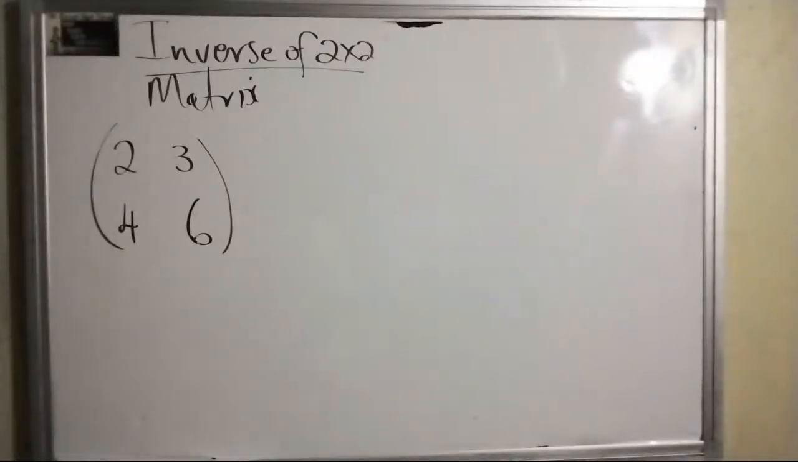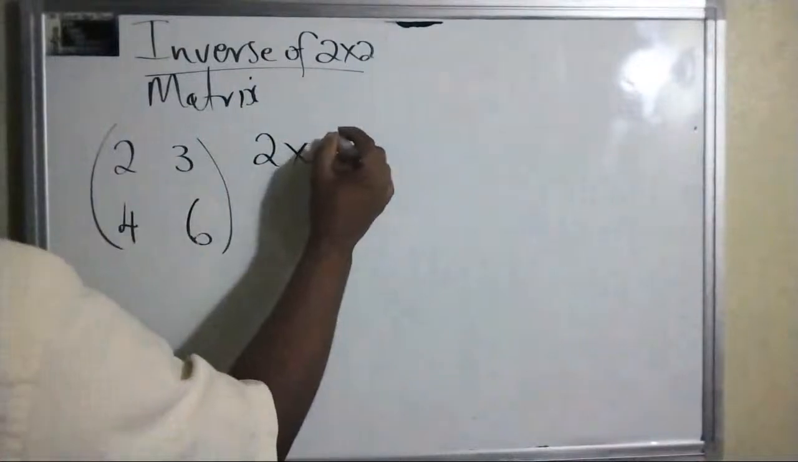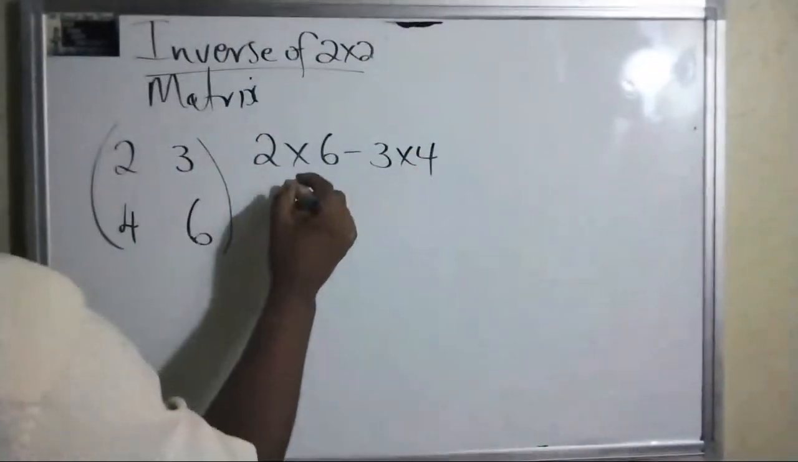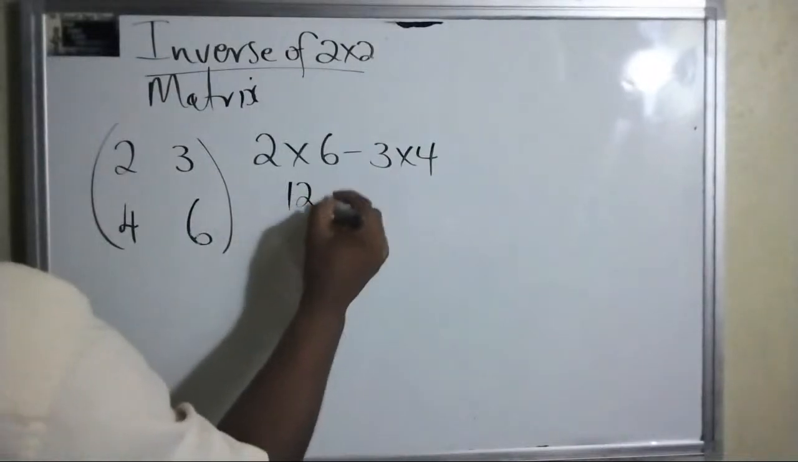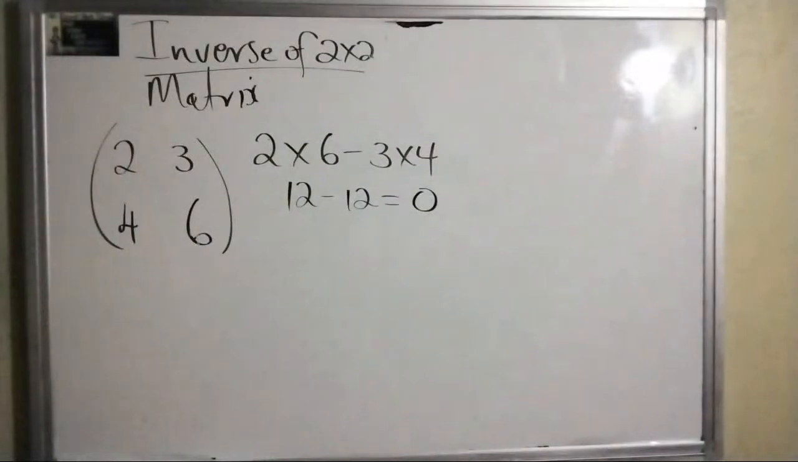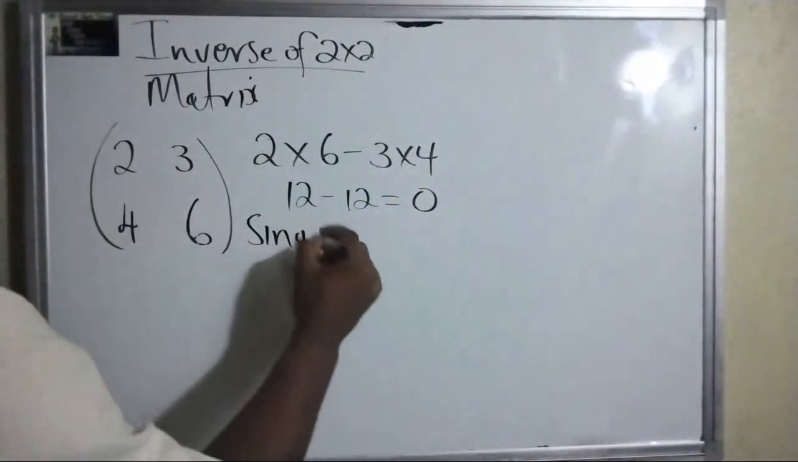Alright, Jeffrey Brooks says 0 is the determinant. So guys, you have a special case of when the determinant is 0. And this is it. So 2 times 6 is 12, minus 12. So as Jeffrey Brooks said, it is 0. Now when it is 0, it is called a singular matrix.